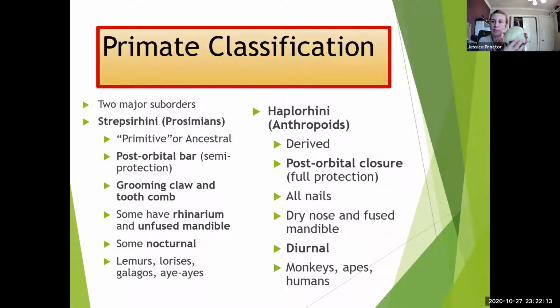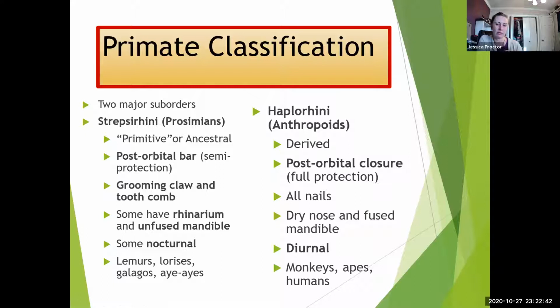So if you turned it this way, you wouldn't be able to see any sort of opening. So basically all of the platyrrhines, all the catarrhines, apes, humans, Old World monkeys, New World monkeys, they all have full post-orbital closure. They all have nails instead of claws on all of their digits. And because they have a reliance on vision and touch, they have lost that moist rhinarium. They all have a dry nose and a fused mandible. They are all diurnal, meaning that they're active predominantly during the day.